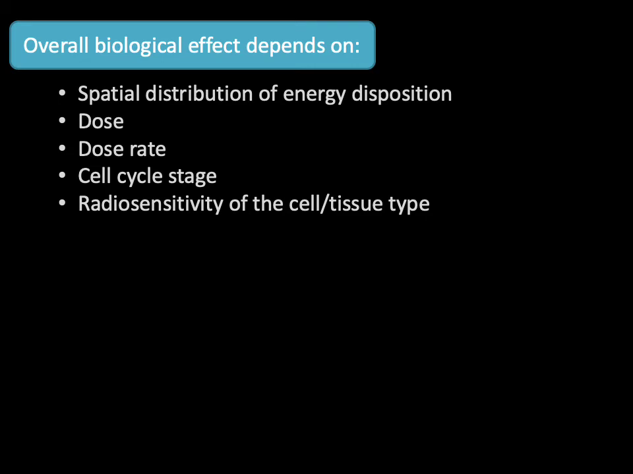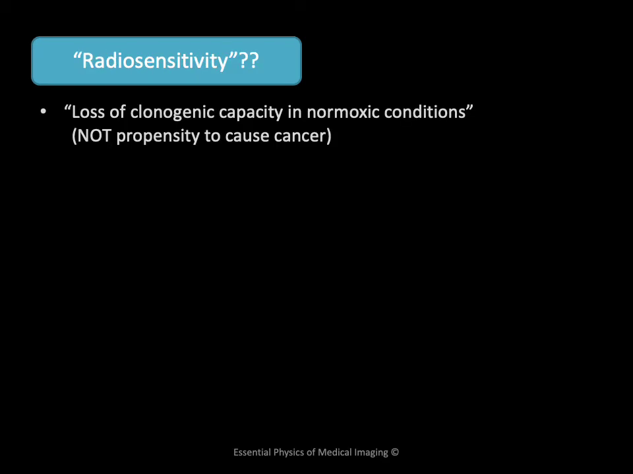The biological effect of radiation exposure also depends on the radiosensitivity of the particular cell or tissue type. So what do we mean when we use the term radiosensitivity, which I've already used a bunch in this presentation? It's defined as the loss of clonogenic capacity in normoxic conditions. So this is very different from the propensity to cause cancer, which is sometimes used interchangeably when talking about how radiation affects cells.